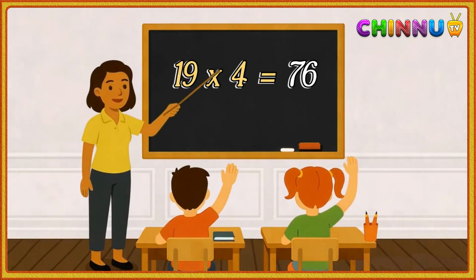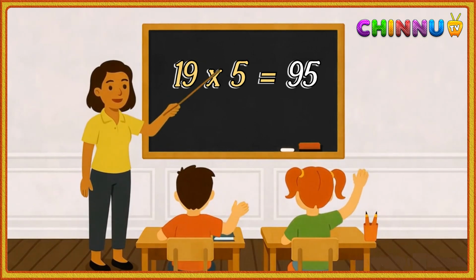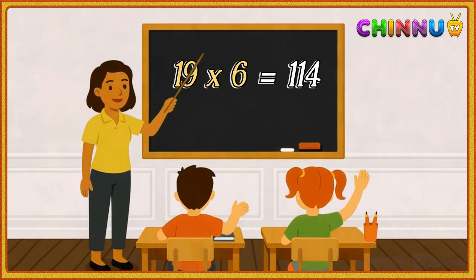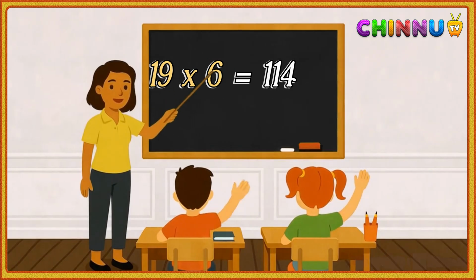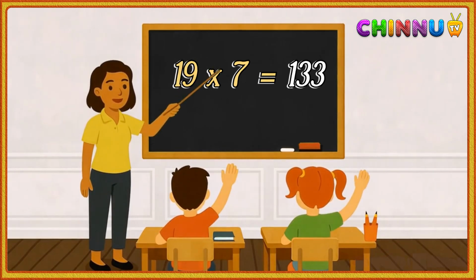19 fours are 76. 19 fives are 95. 19 sixes are 114. 19 sevens are 133.